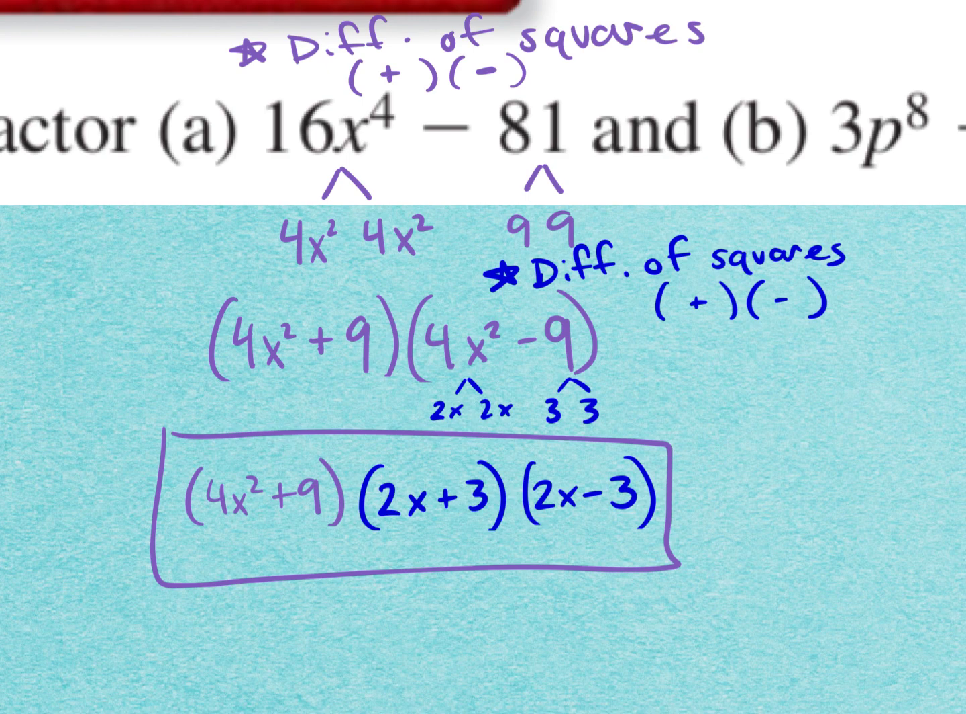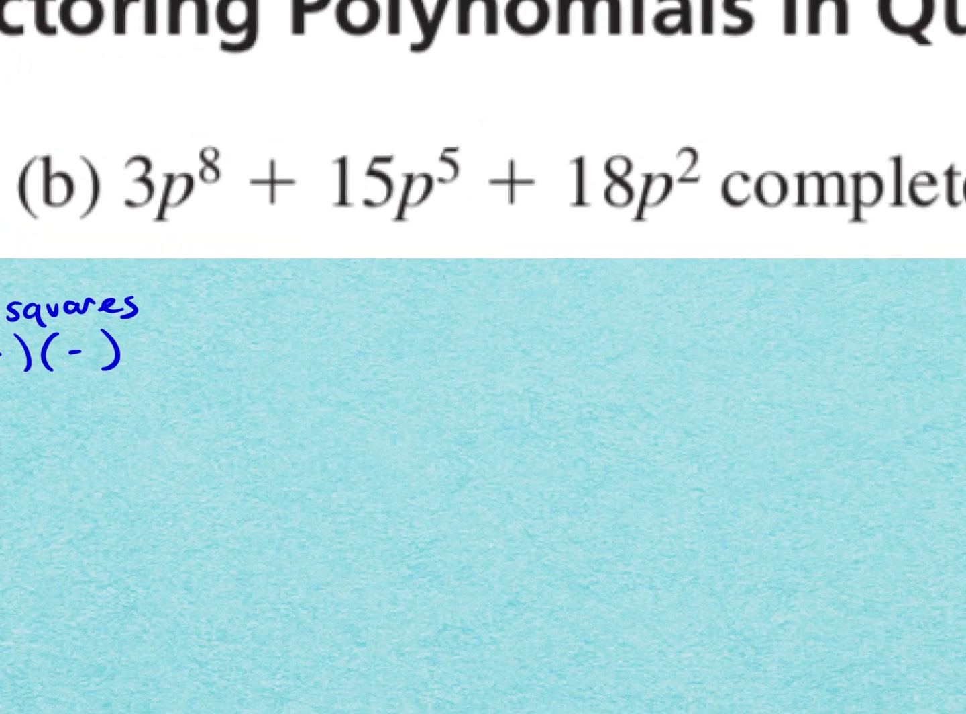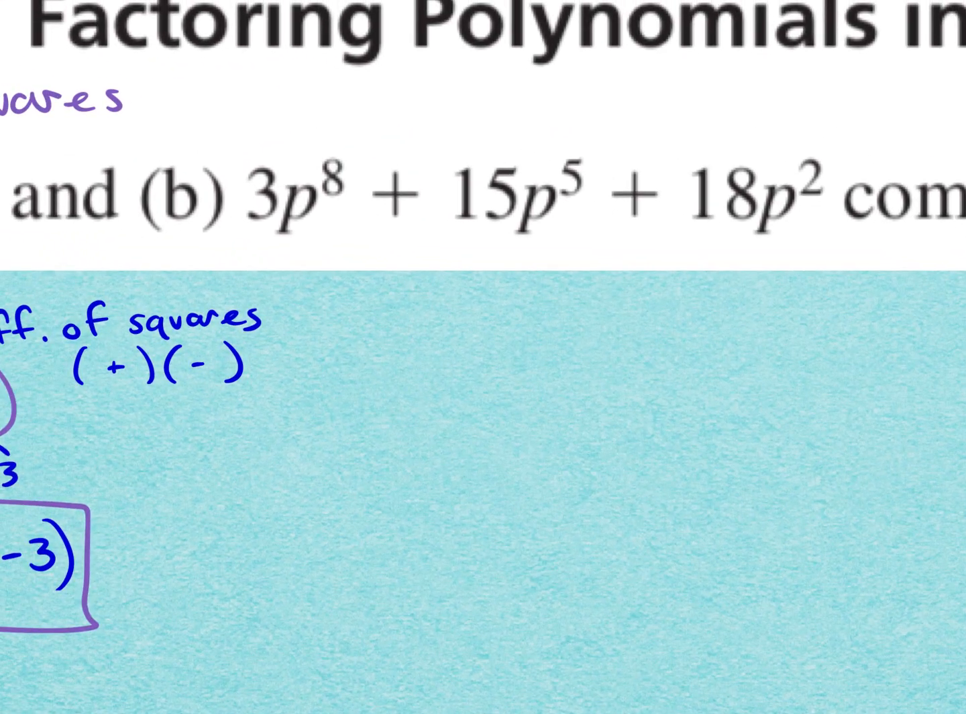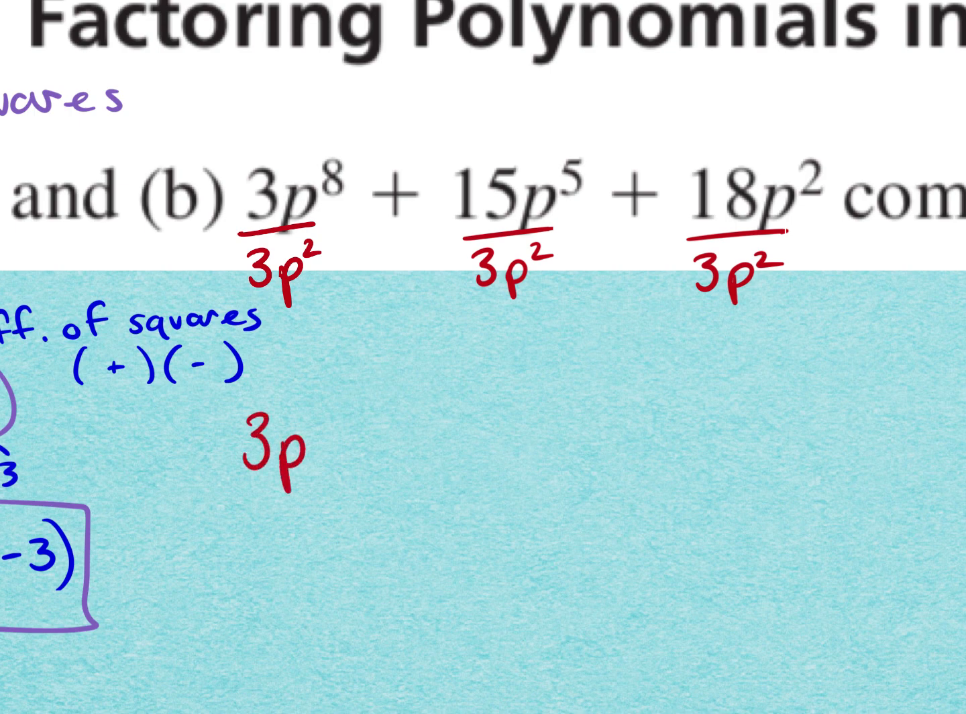Any questions here? All right, let's look at B. How can I factor B? I can take out a greatest common factor. What would my greatest common factor be? All of these numbers have a 3 in common that can divide out, and all of the variables have at least 2 p's that I can take away. So 3p squared is going to come out. What am I left with when I take out a 3p squared?